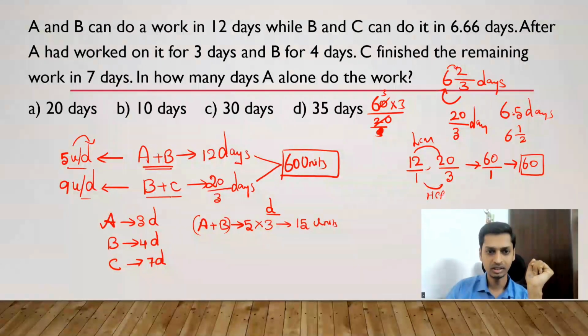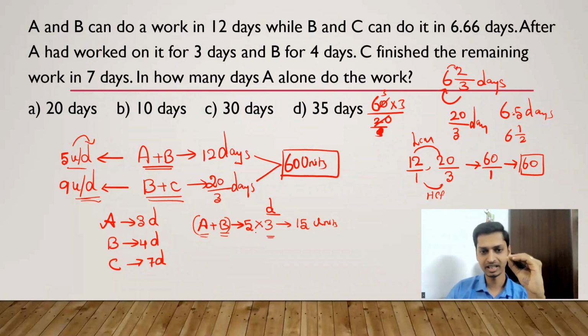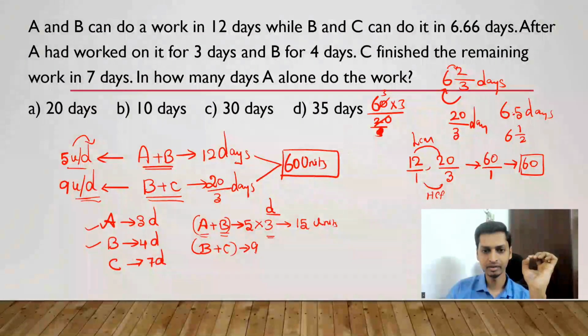Now see, we know B and C together will complete 9 units in 1 day. We already calculated B worked for 3 days here. So A also worked for 3 days, B also worked for 3 days. Now B has to work for another 1 day to compensate this condition. Now how many units will B and C complete in 1 day? 9 units in 1 day. So if they work for 1 day, they will complete 9 units.